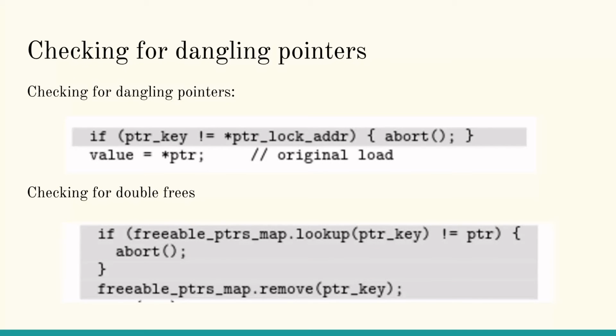You'll see two examples of checks to check if the pointers are indeed intact. The first one is checking for dangling pointers. So you'll see that the pointer key will be checked with the pointer lock address. If it's not the same, abort. Checking for double free is quite the same. You will check if the pointer is already freed or not, and if it is, abort.